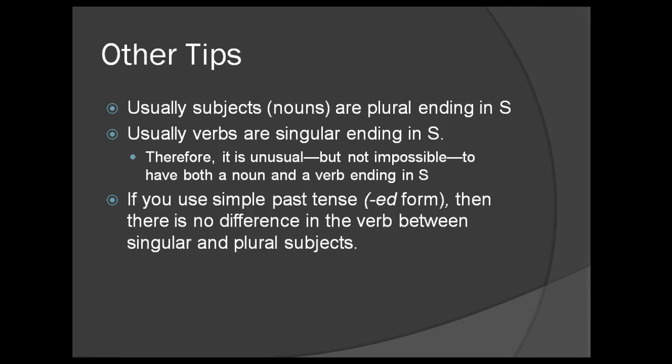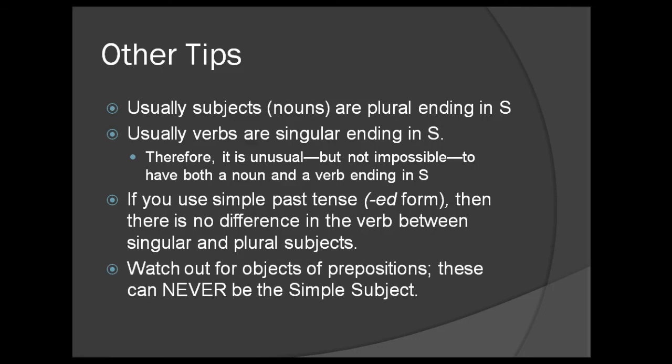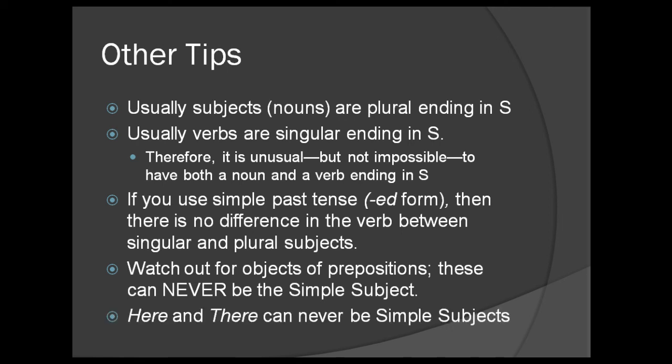If you move into other types of verb tenses, such as progressive tense, then we're going to have to go between was and were, and we do have to worry about agreement problems yet again. Oh yeah, and watch out for objects of prepositions. They are never the simple subject. It's especially important if you're trying to do subject-verb agreement. If you confuse a simple subject with something else, and vice versa, then you're going to get stuck. And one more time, here and there are never your simple subjects.